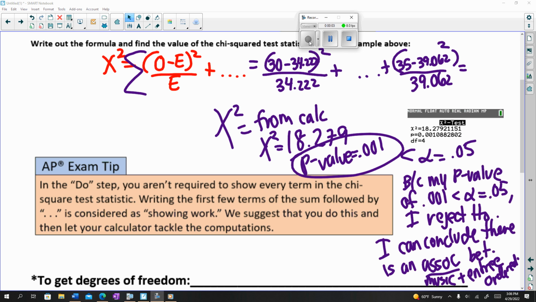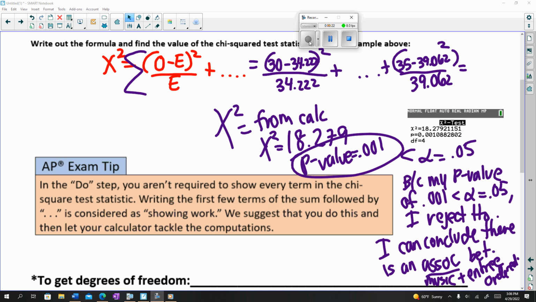Chi-squared video 2. This is a continuation of chi-squared test for association or independence. This is going to be the practice portion. So we're going to talk about some AP questions related to chi-squared test for association independence. This is the most common chi-squared test.